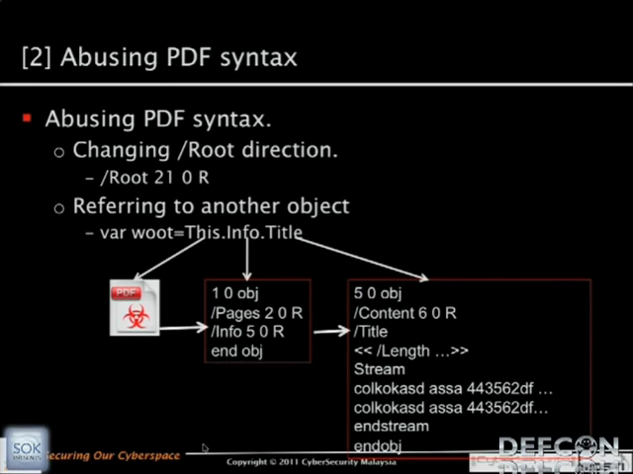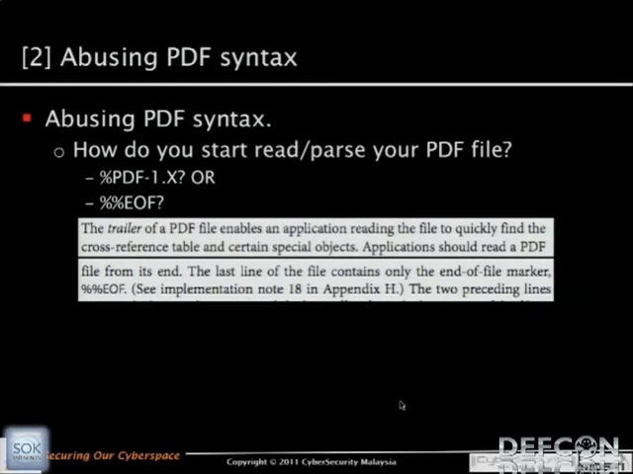And another thing is about referring to another object. For example, you notice the var here, okay, the variable is pointing to an object called this.info.title, which is a kind of OO representation. This normally refers to the object itself, the PDF itself, and .info always refers to another component, for example this one, /Info, and /Info is a reference to object 5. So this is object 5, and this is your title. So your variable will hold this stream. Okay, that's pretty much the obfuscation that we saw in the PDF.